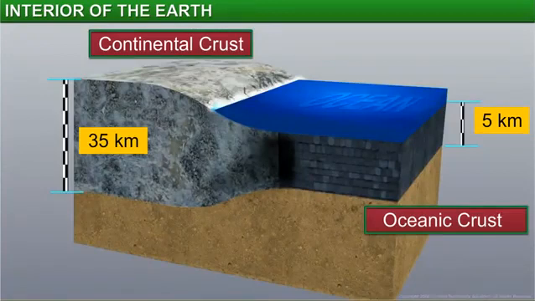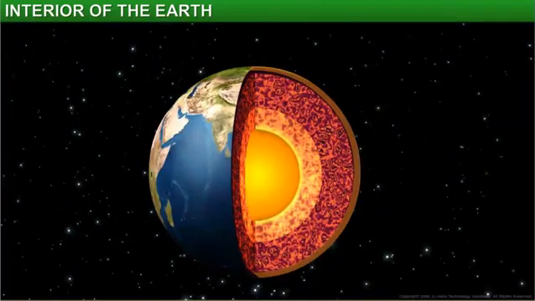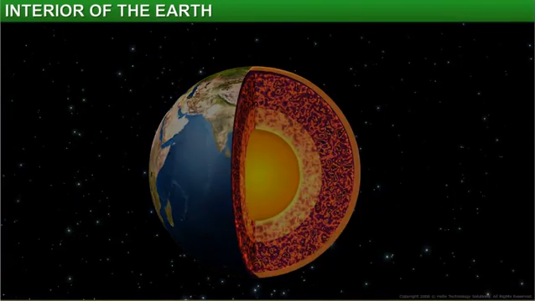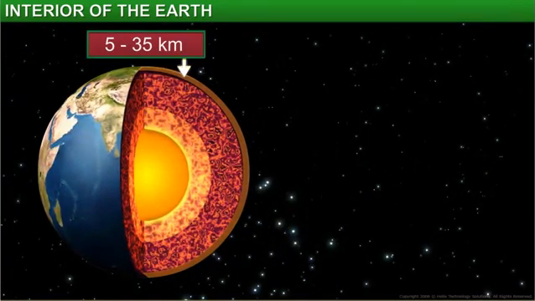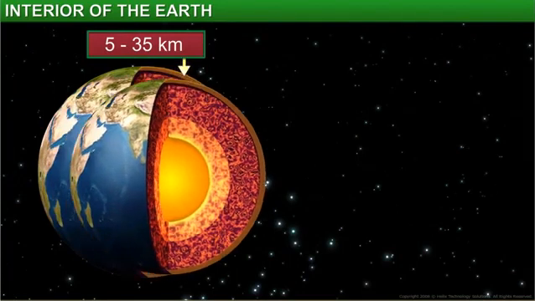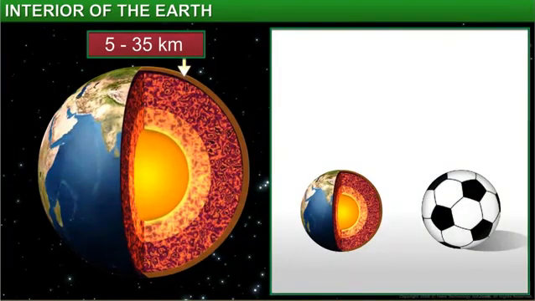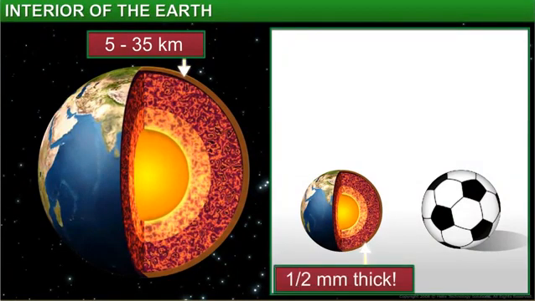However, considering the Earth's size, the crust is quite thin. Suppose the Earth was scaled down to the size of a football. Can you guess how thick the crust would be? It would be about 0.5 millimeter thick.